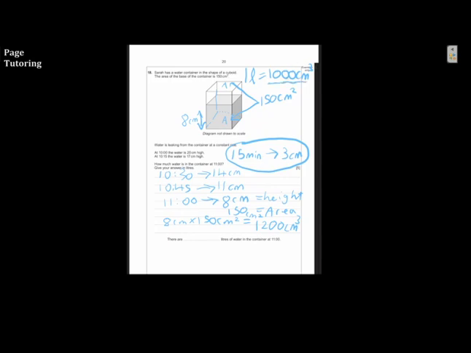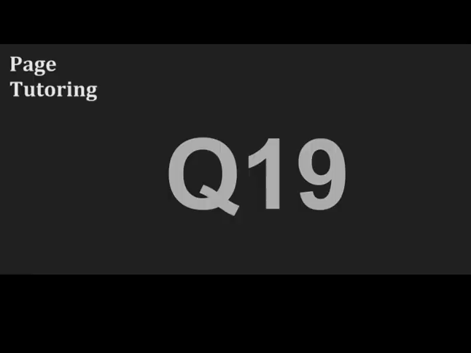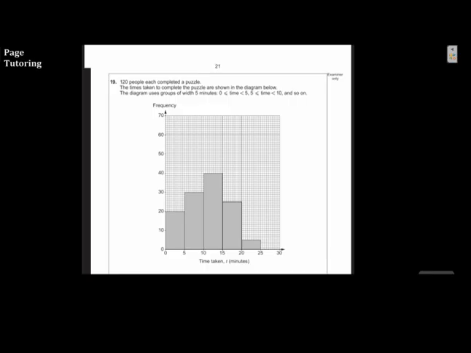Now converting to litres, we just need to divide by that 1,000 centimeters cubed. We want to know how many lots of 1,000 centimeters cubed is in 1,200 centimeters cubed. Well, we can do that just straight away in one step. Dividing by 1,000 would just shift the decimal place 3 places, so you'd have 1.2 litres of water in the container. Question 19. 120 people each completed a puzzle.